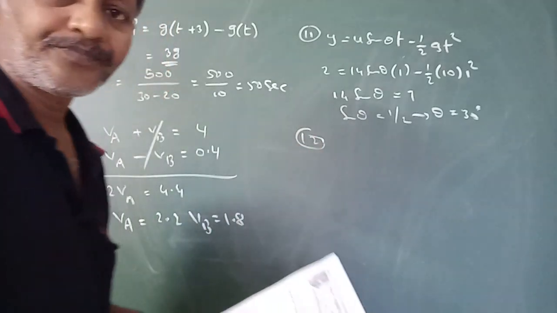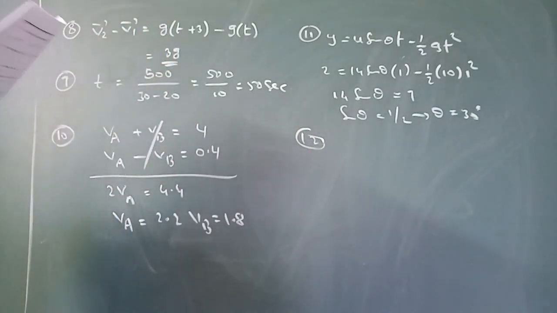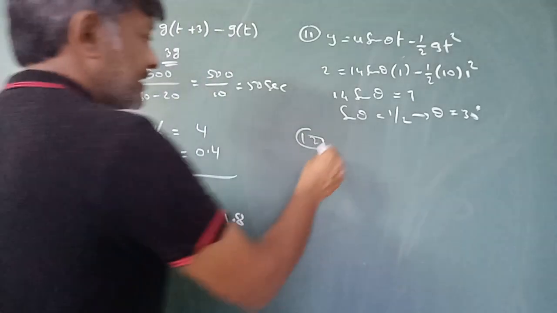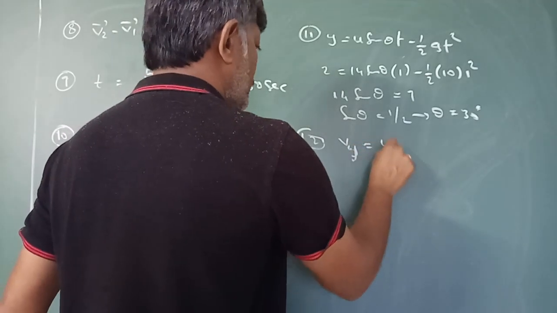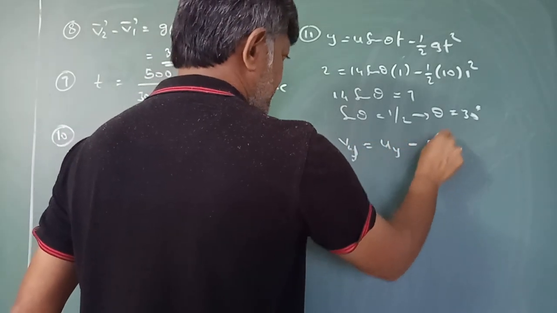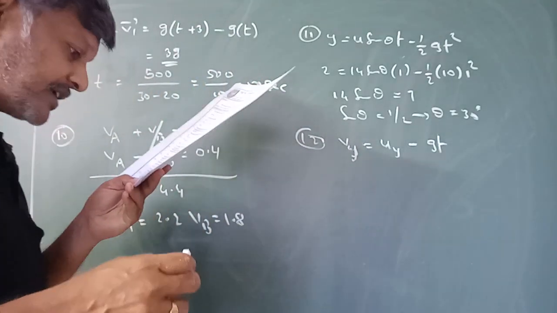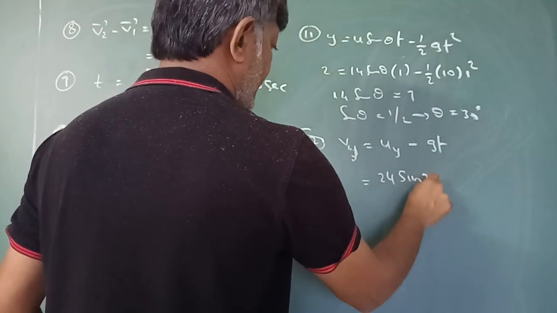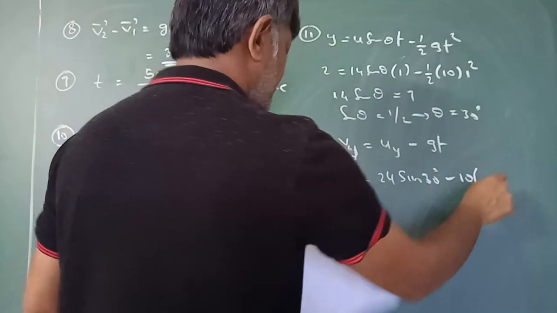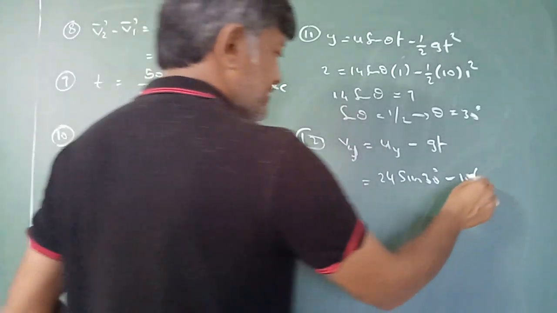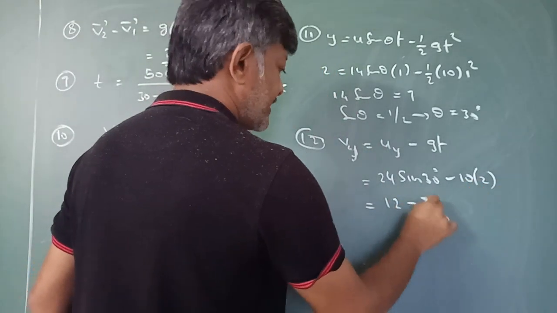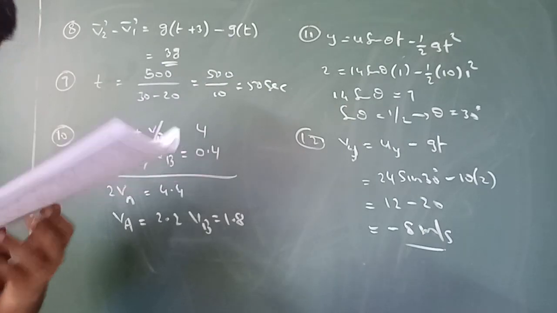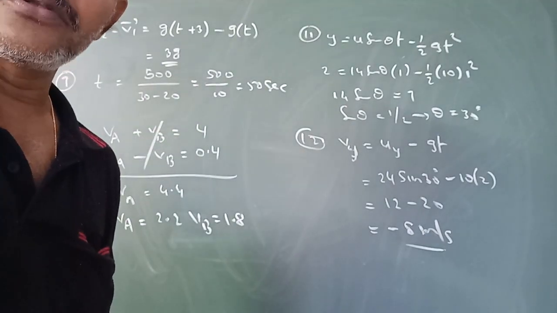12th one. A body is projected with a velocity 24 meters per second making an angle 30. The vertical component of velocity Vy is equal to uy minus gt. This is equal to 24 sin 30 minus 10 into how many seconds? 2 seconds. 24 sin 30 means 12, minus 20, that is minus 8 meters per second. That means 8 meters per second downward.